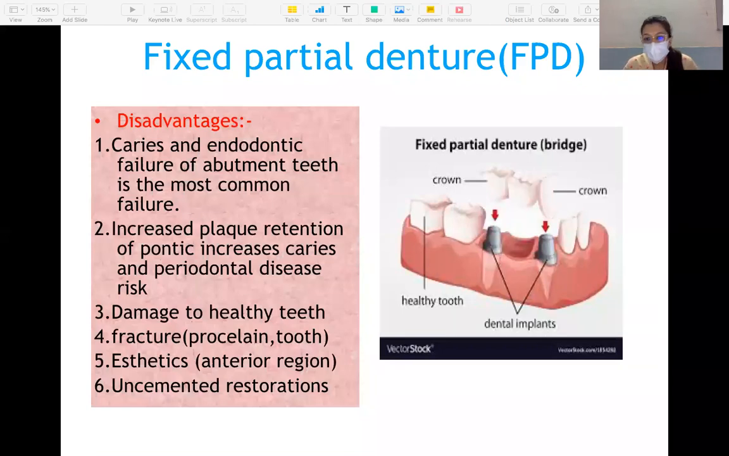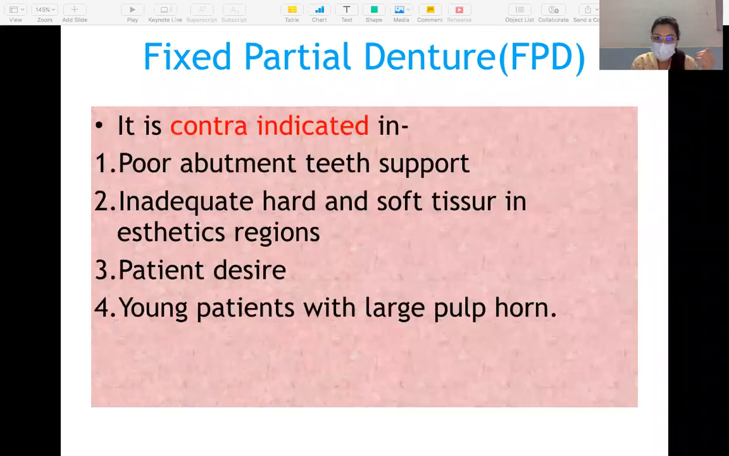The disadvantage would be, since you are preparing teeth, there can be caries and endodontic failure of the abutment teeth. Increased plaque retention can take place. Damage to the healthy teeth, of course. The tooth you're preparing and using as an abutment can be a vital tooth also. Fracture can take place as a disadvantage. Aesthetics is a little compromised if you compare to implants, and uncemented restorations cannot be done. So these are the disadvantages of fixed partial denture.